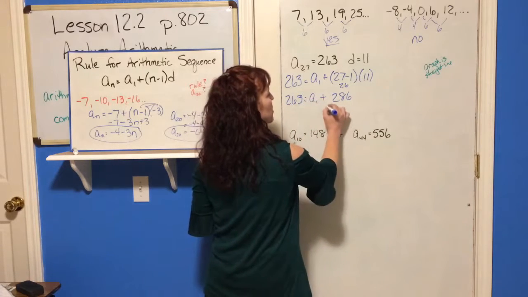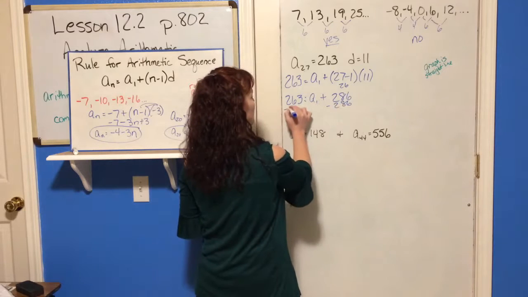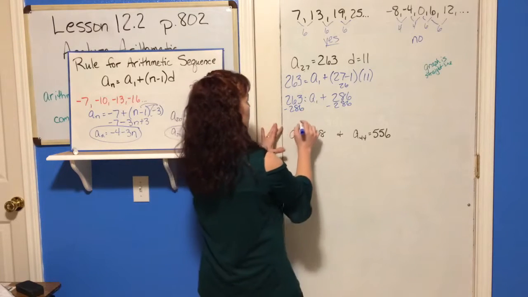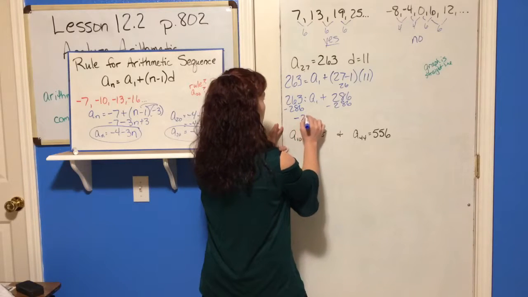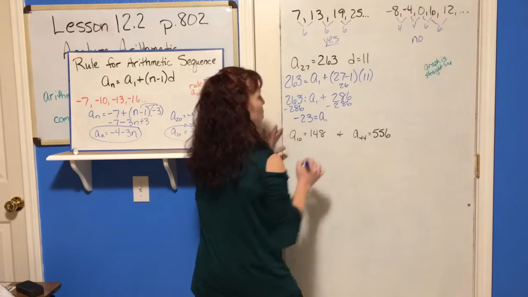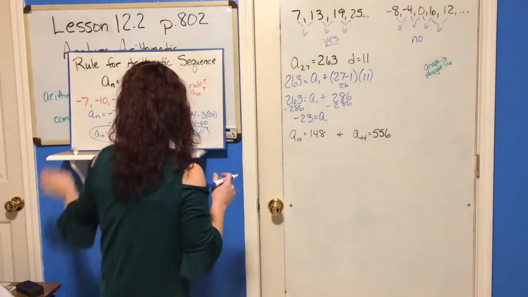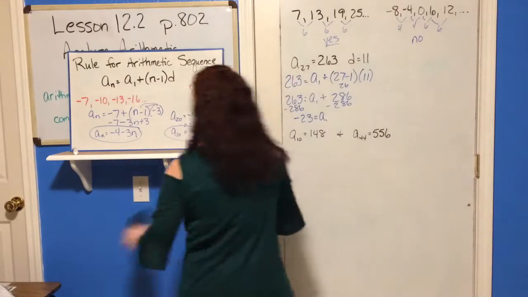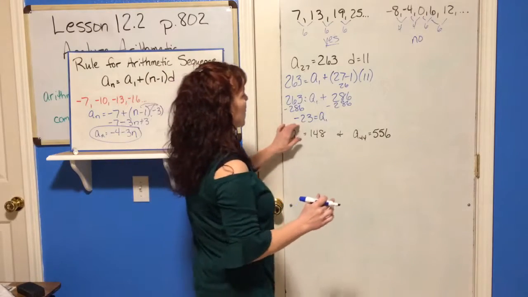All right. So then you're going to subtract the 286 from both sides. And when you do that, negative 23, is that right? Negative 23 is our A sub 1. So now we have the other unknown. This is just a reminder to me. I'll tell you about that in just a minute. So now we can come up here.